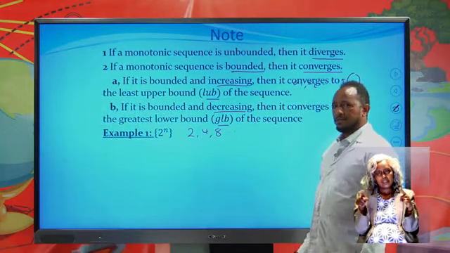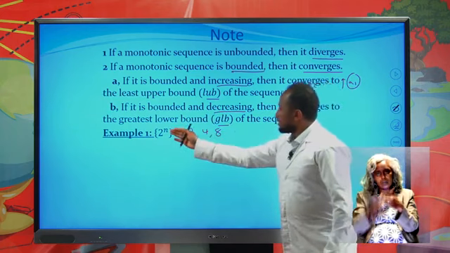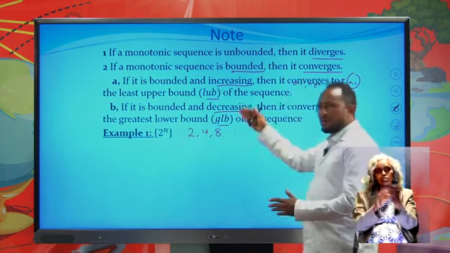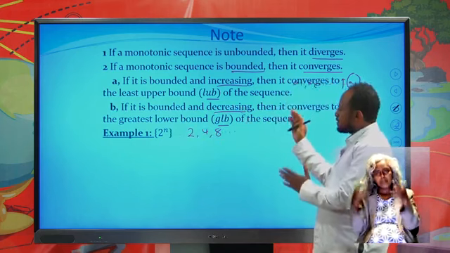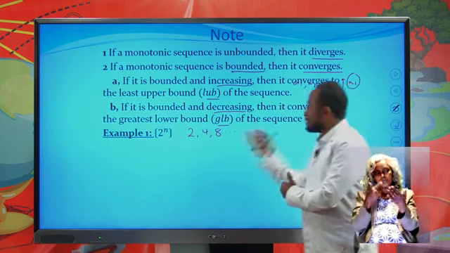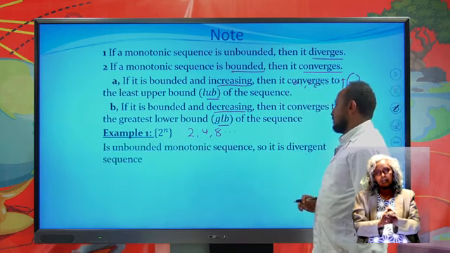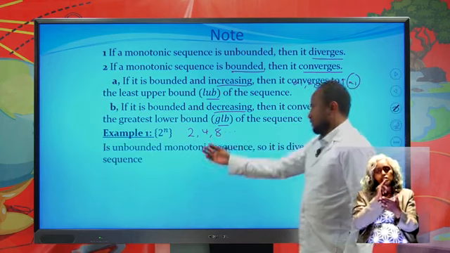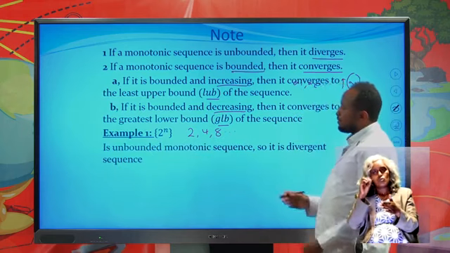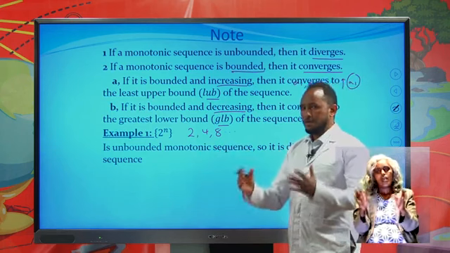But this sequence is not bounded, because at infinity this number is getting bigger and bigger. It has no upper bound. So because of that, this is not a bounded sequence. Therefore, this is an unbounded monotonic sequence, so it diverges. An unbounded sequence, we say it always diverges.